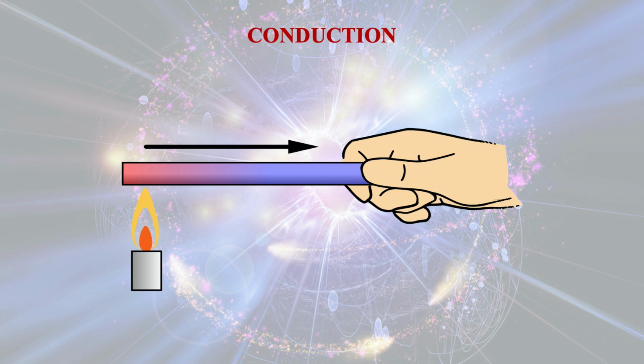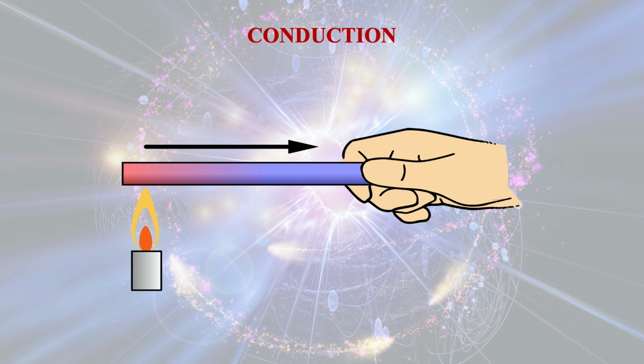Now this is an example of conduction. Here you see that a person is holding a rod and the other end is in touch with the flame of a candle. Now if you keep it in this position for some time, what will happen? The person who is holding the other end will feel hot. Why? Because there is heat transfer through the solid rod from higher temperature to lower temperature.